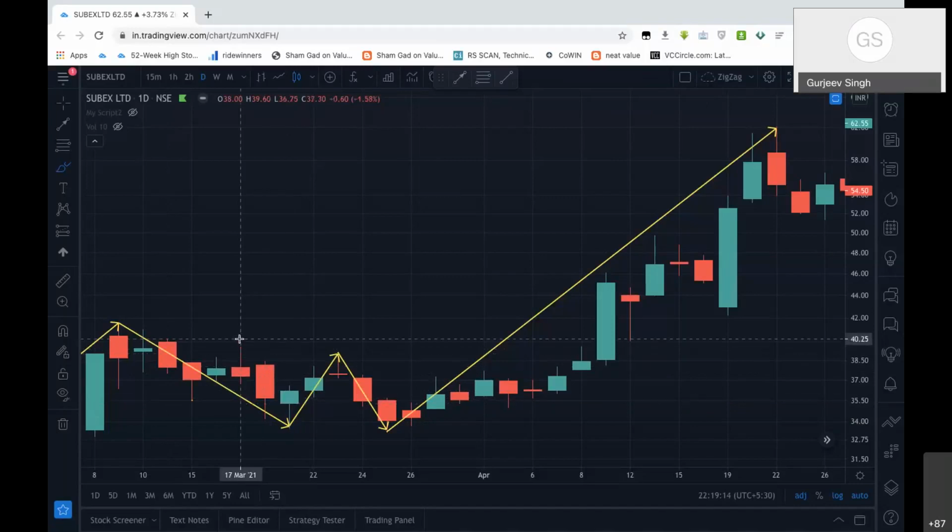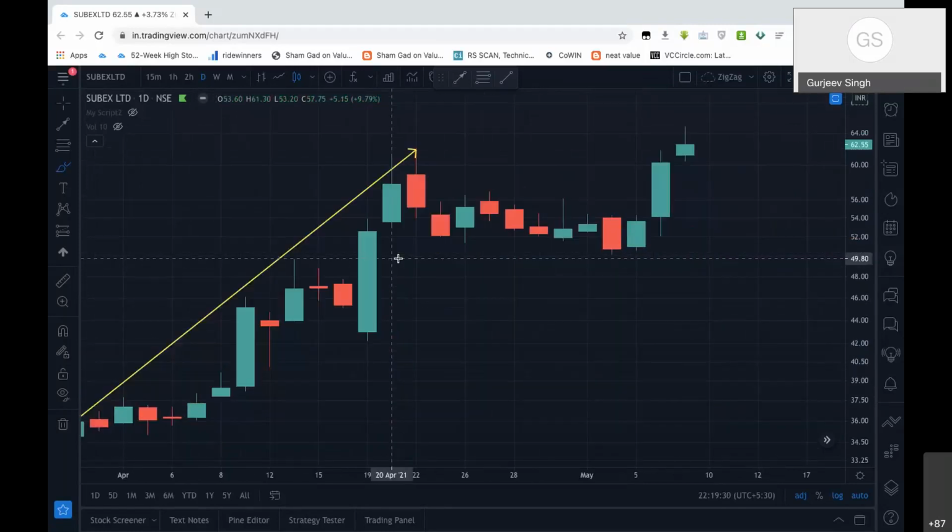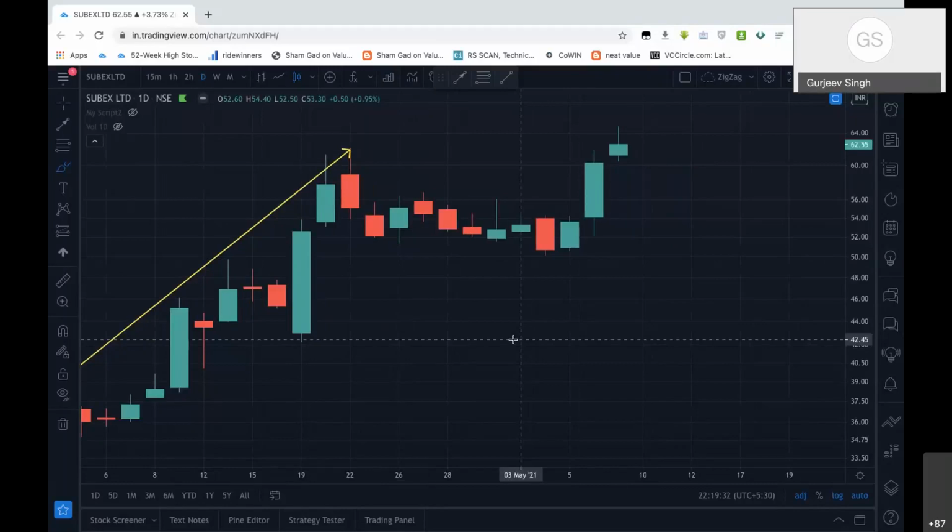Why is it not a high? Because if this is my first, this is my second, this is my third, my fourth candle is breaking the low of my first candle. So this is not a valid move over here. That is why I did not count this 17 March candle. Got it? Okay. Okay, find the low over here. Is this my valid point?